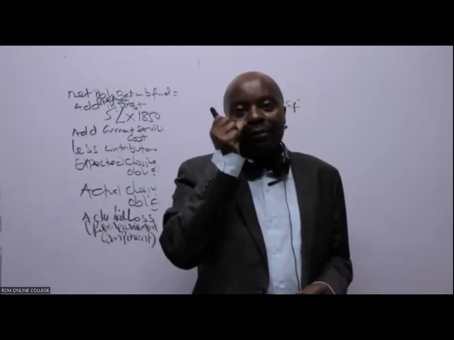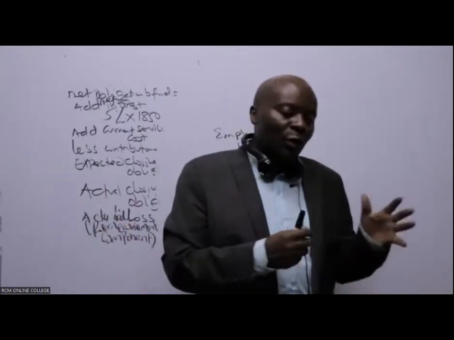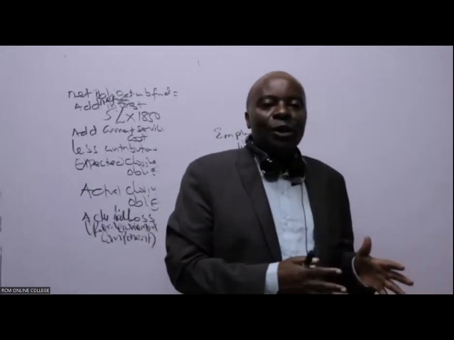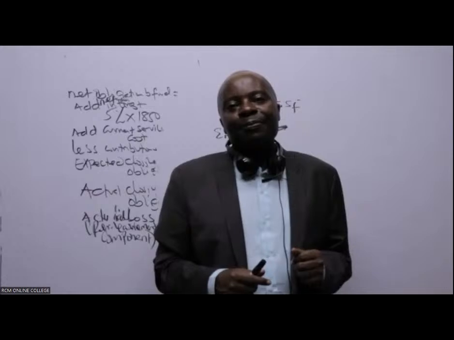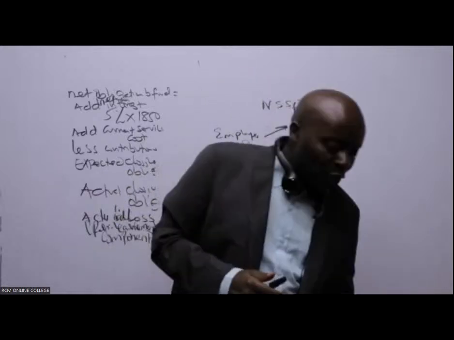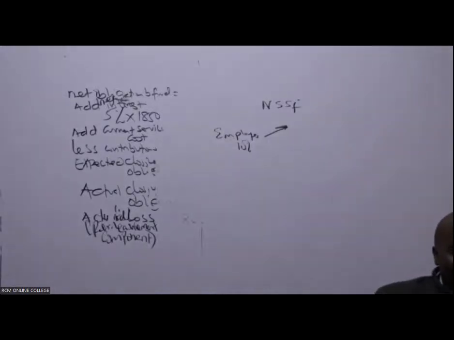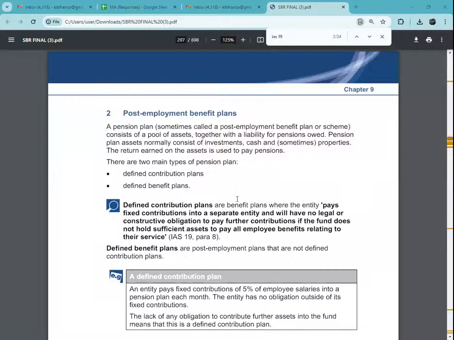So we've got two types of post-employment benefits. We have where we're doing a defined contribution, and we have a defined benefit. Very, very important for us to know exactly how to differentiate between those two terminologies from the word go. Defined contribution plans are benefit plans where the entity pays fixed contributions into a separate entity and has no legal or constructive obligation to pay further contributions if the fund does not perform well.